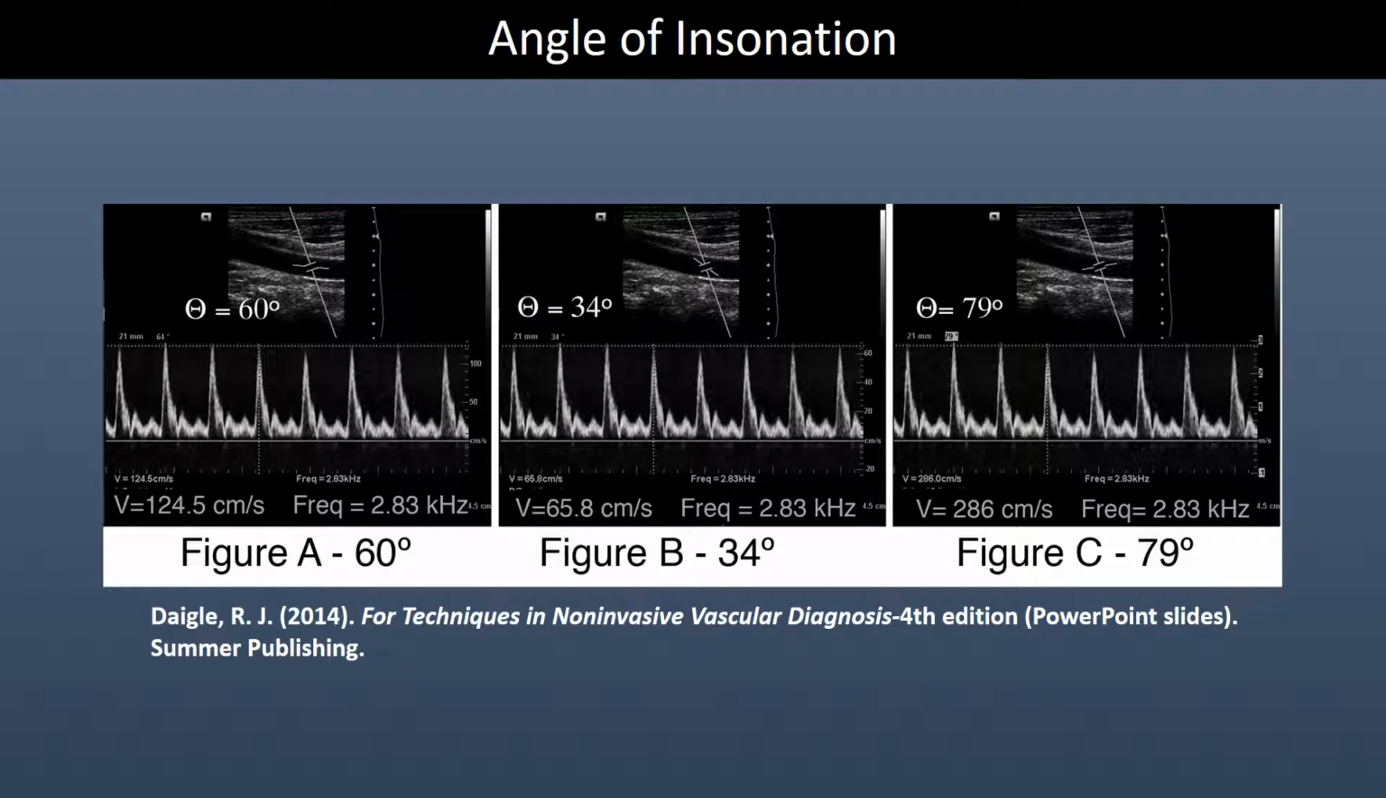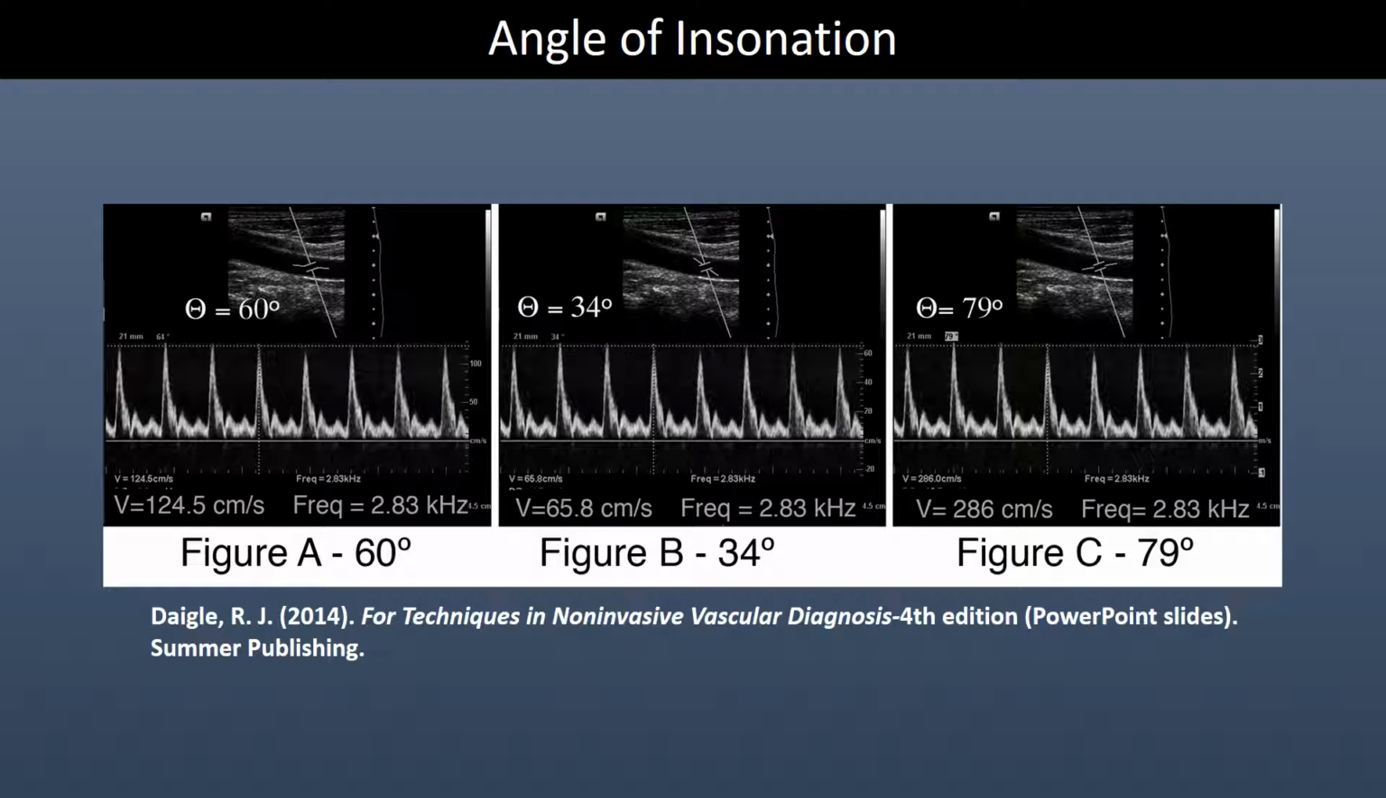This shows some examples of how changing the angle of incidence or insonation can grossly affect the velocity. So if you notice, when theta is 60 degrees with the first image, figure A, then the velocity is 124.5 centimeters per second. But when they've taken theta down to 34 degrees, but if you look at it, it's not in line with the vessel wall nor with the flow, and so that changes the velocity. It underestimates it to 65.8.